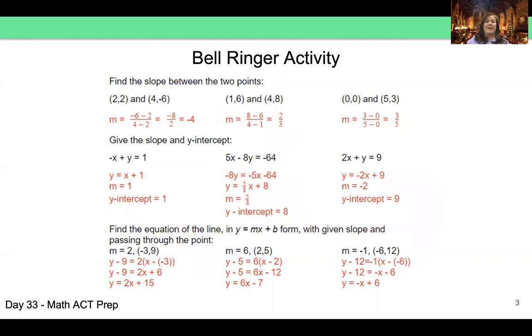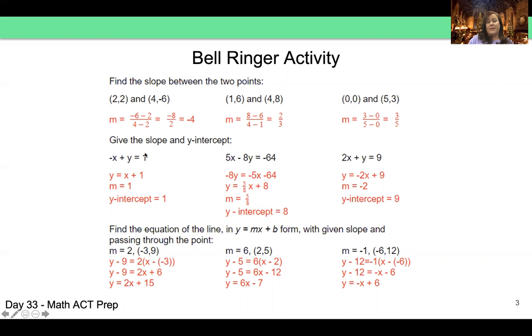Okay, welcome back. Let's check these answers. So hopefully you remember for slope that the equation is y2 minus y1 over x2 minus x1. And you can see for the first three, we get slopes of -4, 2/3, and 3/5.